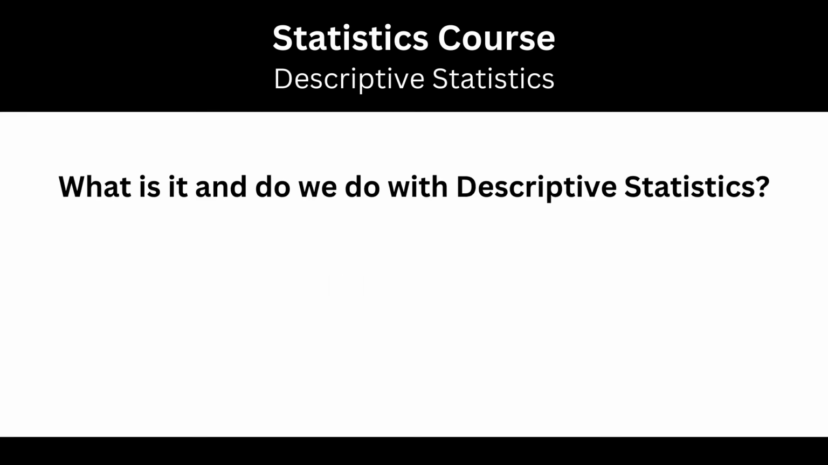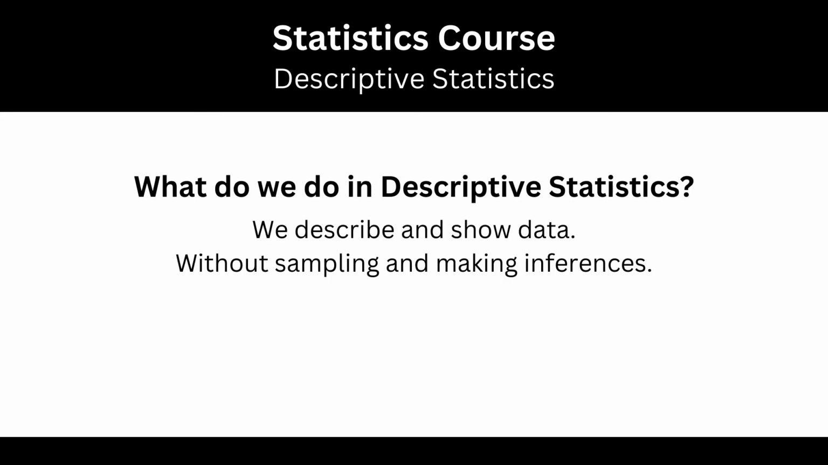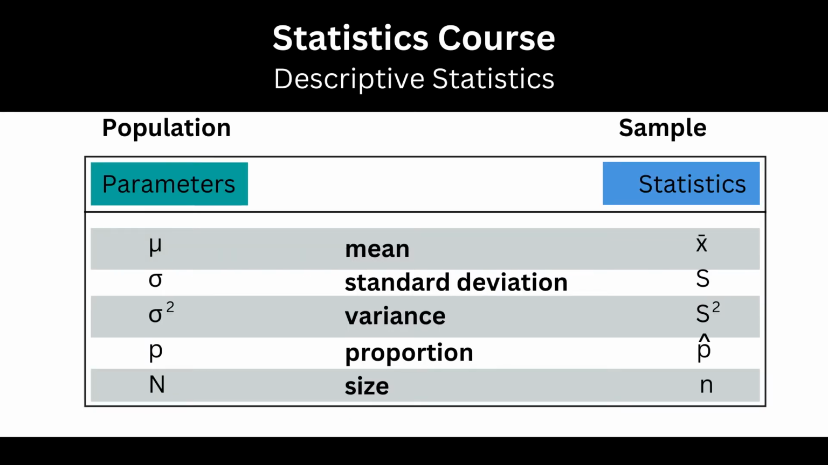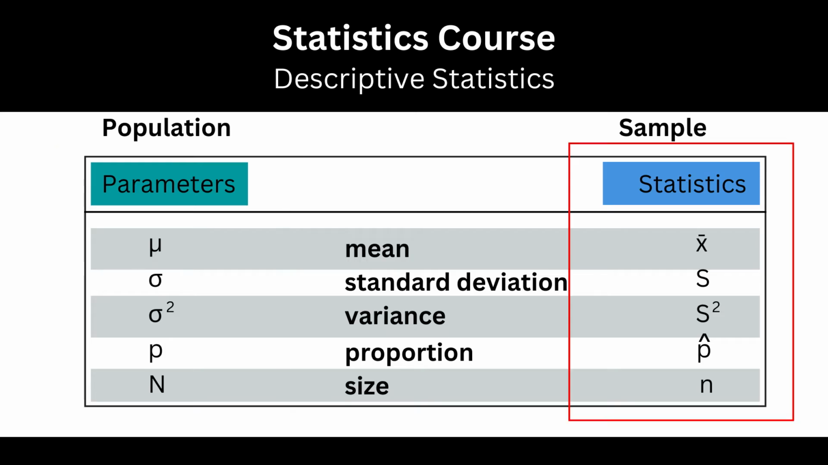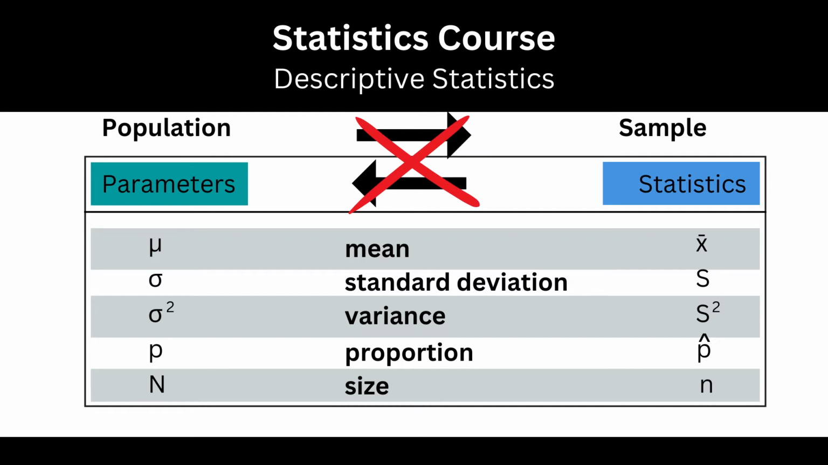So what is descriptive statistics and what do we do with it? Descriptive statistics is about describing and showing data. Here we describe data and show it without sampling and making inferences to the population. This is the key distinction. We can use descriptive statistics in a population or in a sample. We just don't infer from one to the other.